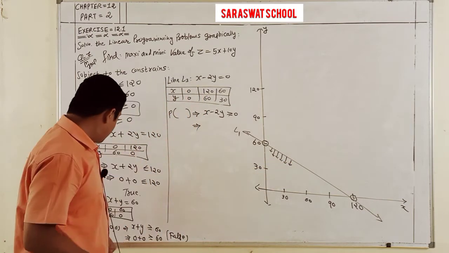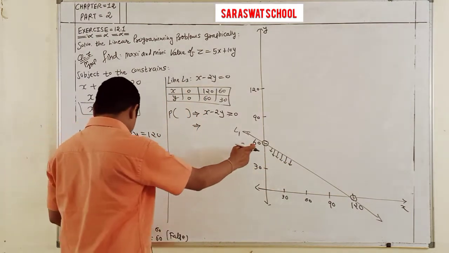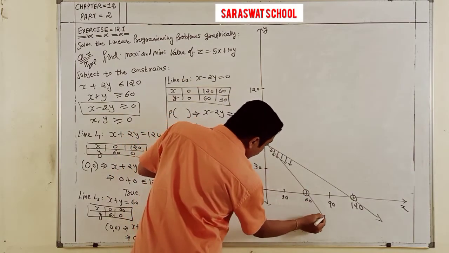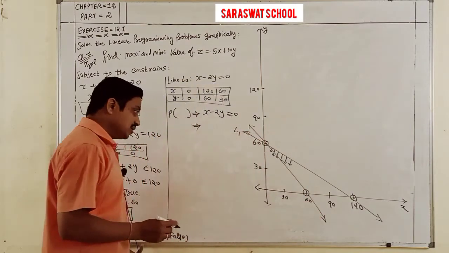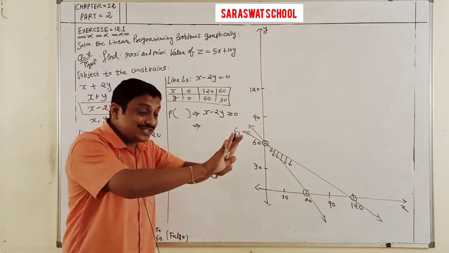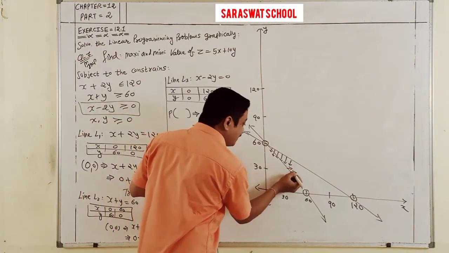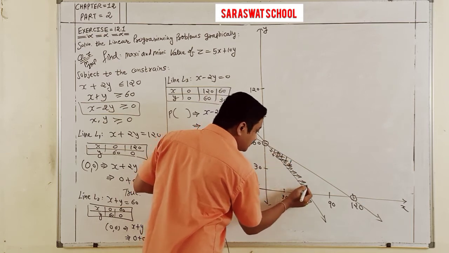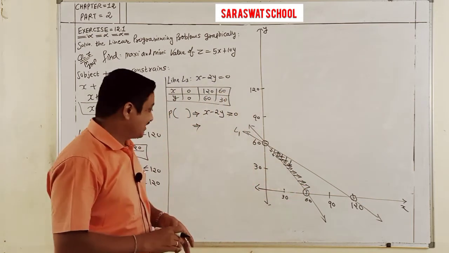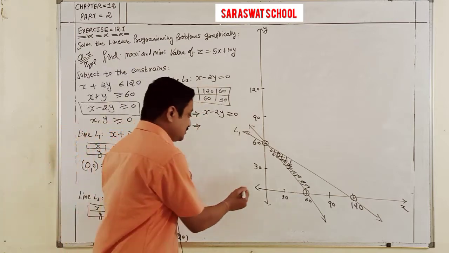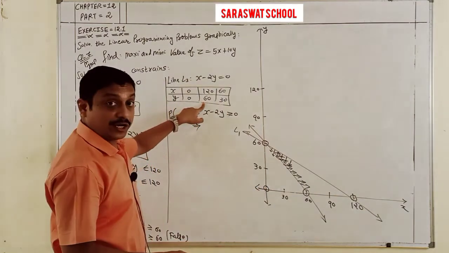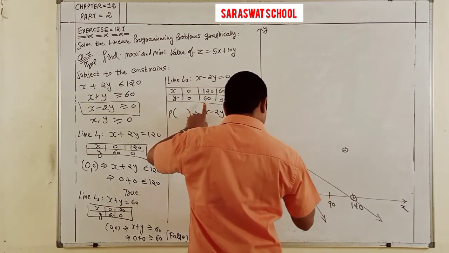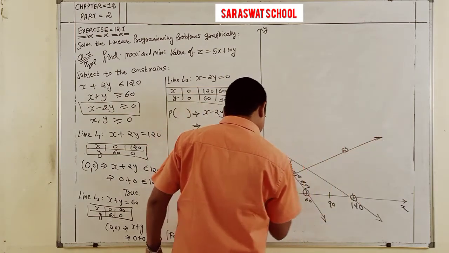Now the second line, 0 to 60 and 60 to 0, means this one. And this shading is false, meaning opposite to the origin side, means this side. And the third one passes through 0, 0 and here 120 to 60, means here. This side you're passing through lines.